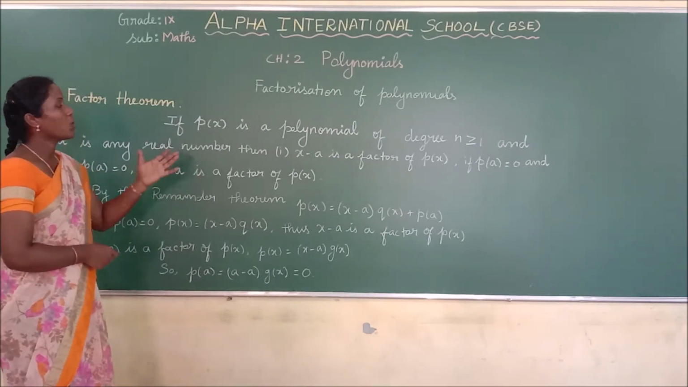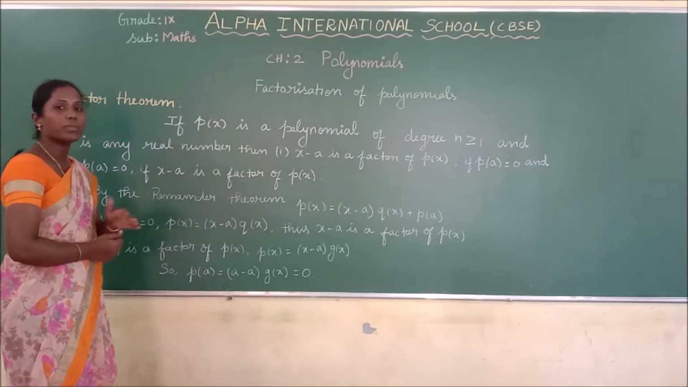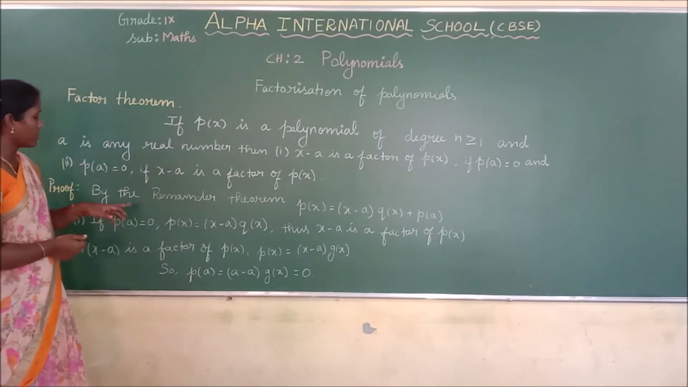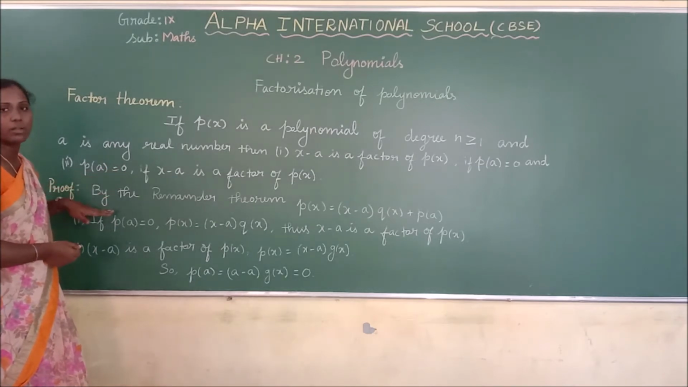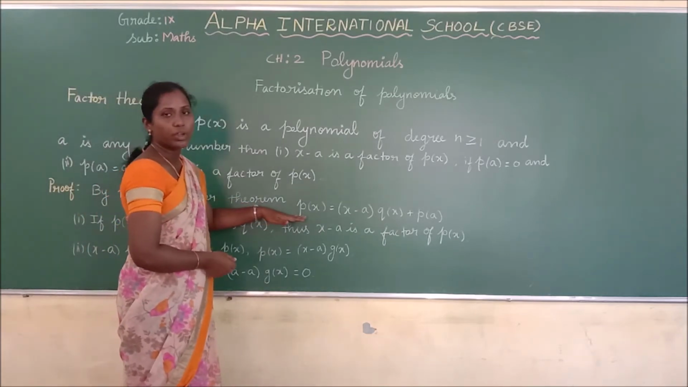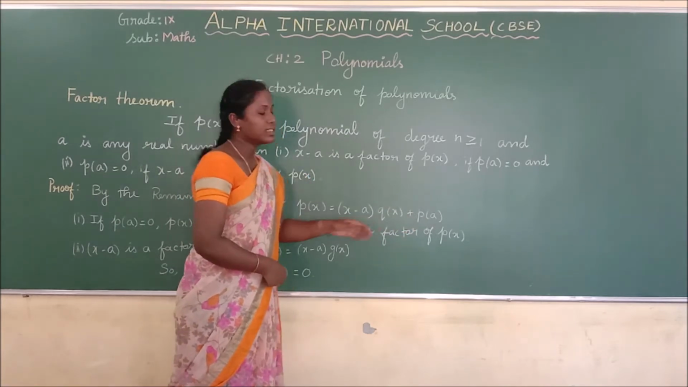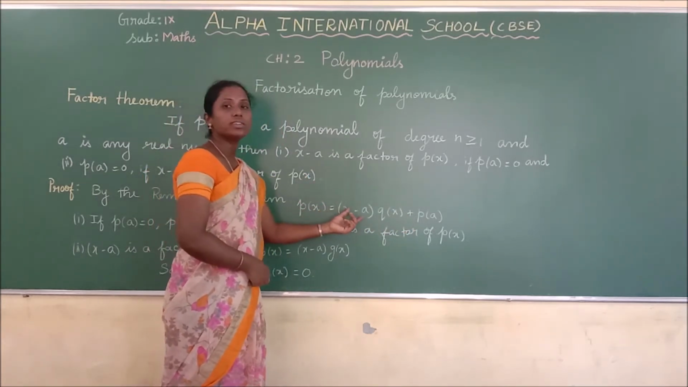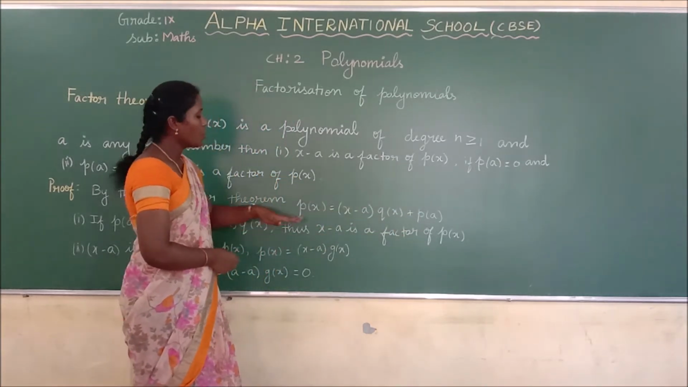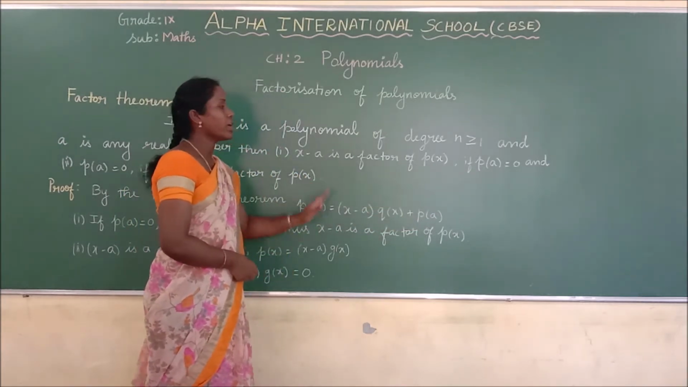So we know that for a polynomial p of x, we use the remainder theorem when dividing a polynomial by another polynomial, as in our previous exercise. We are going to prove this factor theorem by the remainder theorem. By the remainder theorem, p of x is equal to x minus a into q of x plus p of a. This is nothing but dividend equals divisor into quotient plus remainder. That states the remainder theorem, isn't it?